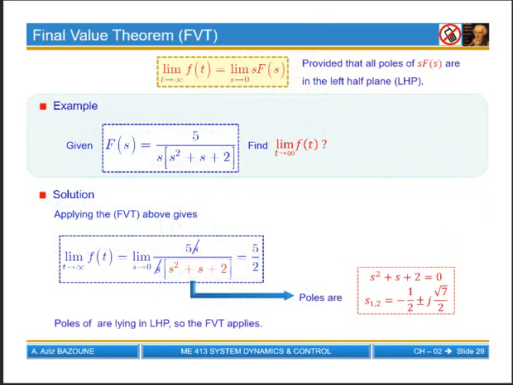This is, guys, what we call the final value theorem. What is the final value theorem? The final value theorem says the limit of f of t when t goes to infinity is equal to the limit of s F of s when s goes to 0.